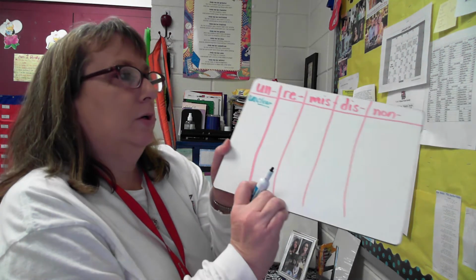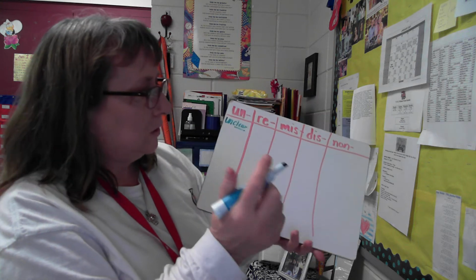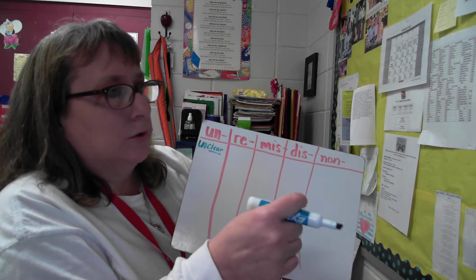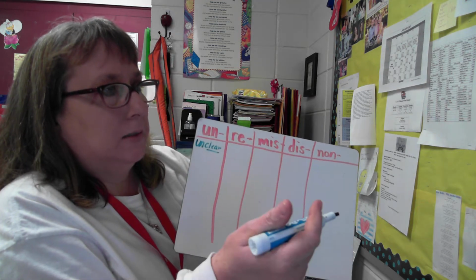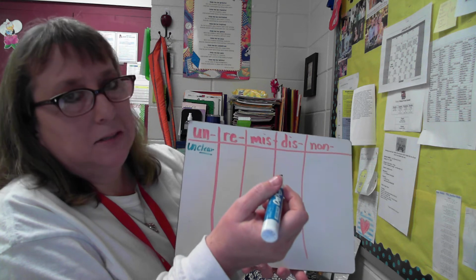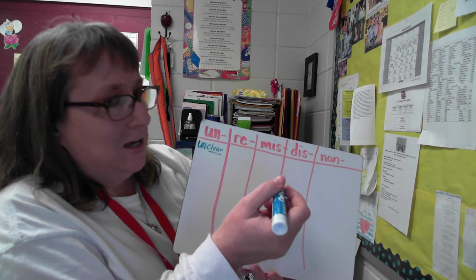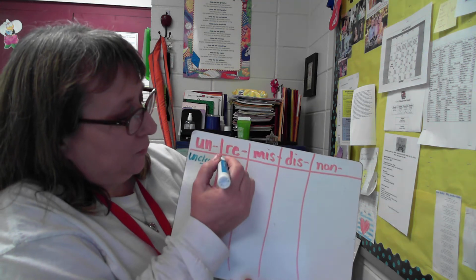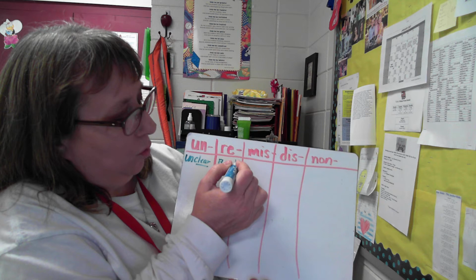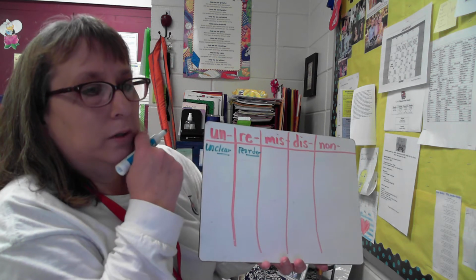The next word I want to model is reorder. Now, which category do you think reorder goes under? Of course, the re. So reorder, think about the word reorder. Re means again. So if you reorder something, you're doing it again, okay? So what's the base word that you hear in reorder? Re is your prefix, but what is your base word? Order is your base word. So I'm going to underline order in reorder.